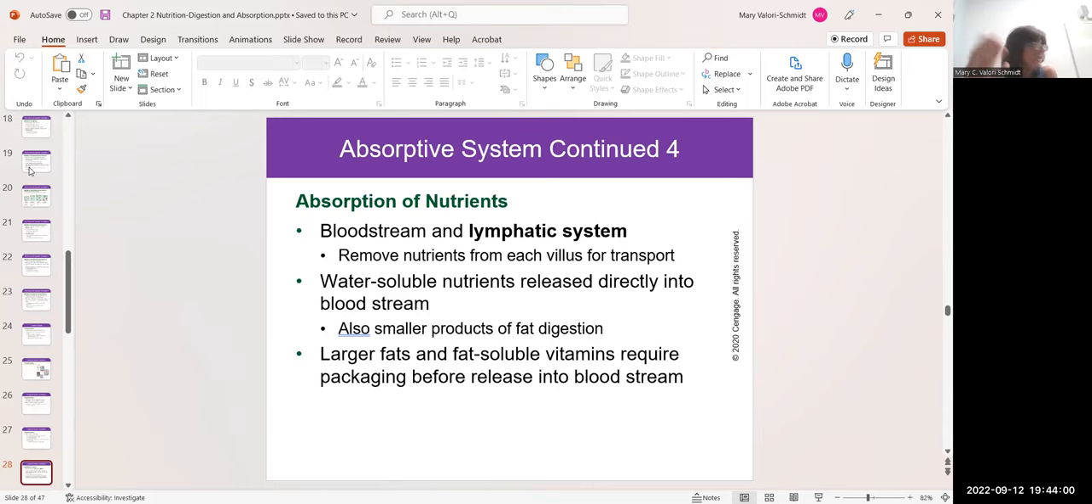Easy way to remember it: A, D, E, and K. They're your fat-soluble vitamins. The others are water-soluble.